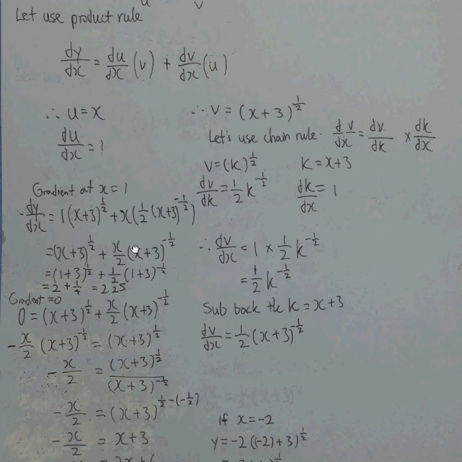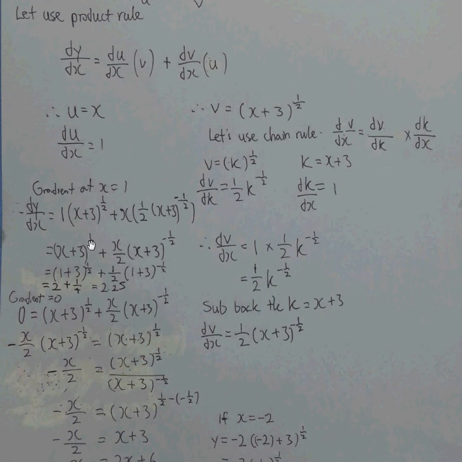Okay, so for the first part of our question, we are finding the gradient at x equal to 1. After combining everything together, we just substitute x equal to 1, and this 2.25 is our gradient. Later on, we find the coordinates of the point where the gradient equals 0. So with gradient equal to 0, we play around with the equation again.